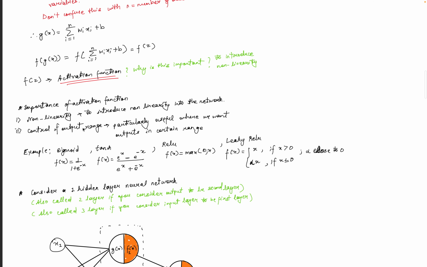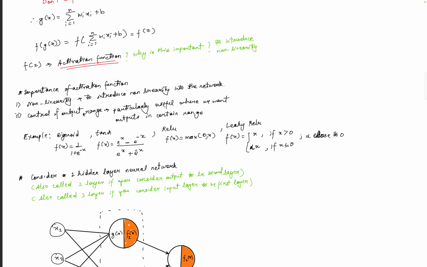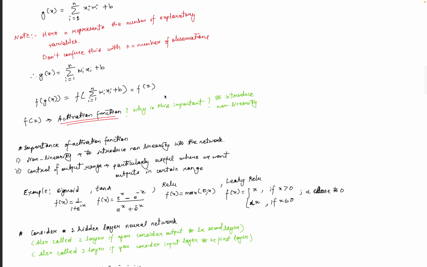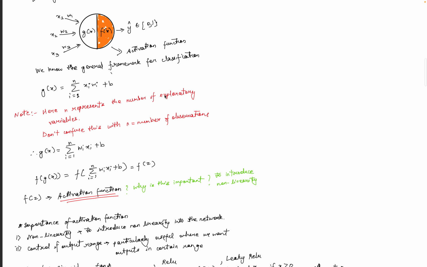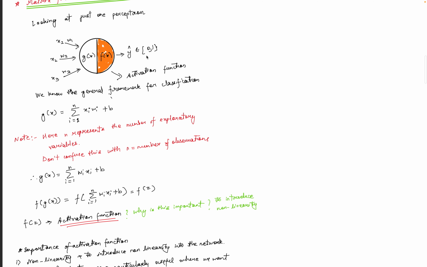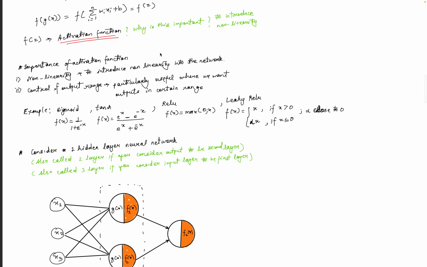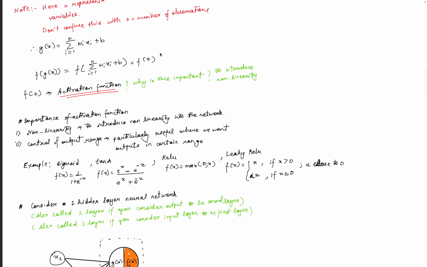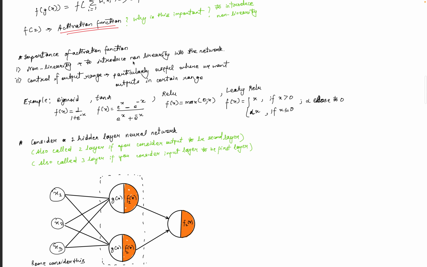Another advantage of having an activation function is when we want to constrain the outputs. Suppose we want the outputs in the range of 0 to 1, like in the case of classification, we want the answer to be between 0 and 1, because they will represent probabilities. So that is another function. There are many other advantages of having an activation function.